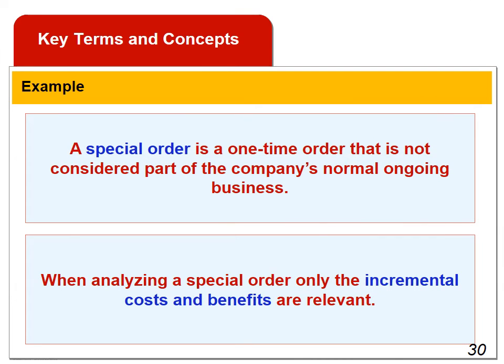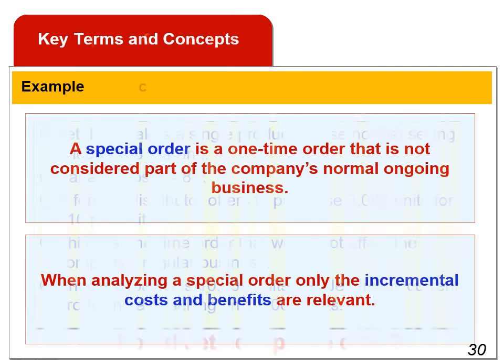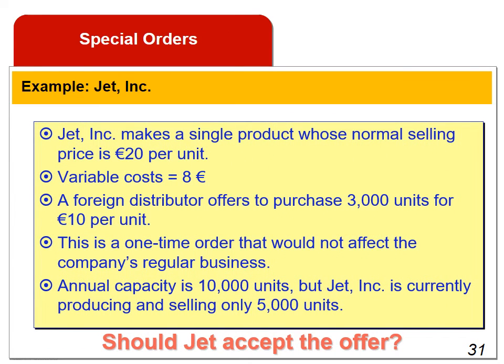A special order is a one-time order that is not considered part of the company's normal ongoing business. When analyzing a special order, only the incremental costs and benefits are relevant. Since the existing fixed manufacturing overhead costs would not be affected by the order, they are not relevant. Remember, differential costs or incremental costs are the difference in cost between any two alternatives. A difference in revenue between two alternatives is called differential revenue. Assume the following information with respect to a special order opportunity for Jet Incorporated. Should Jet accept the offer?